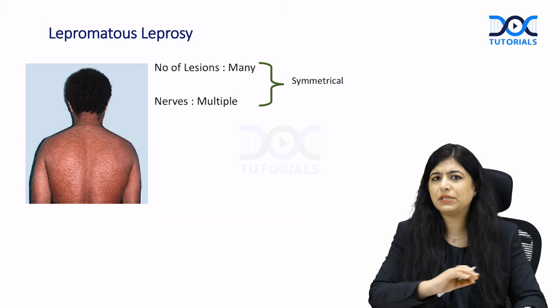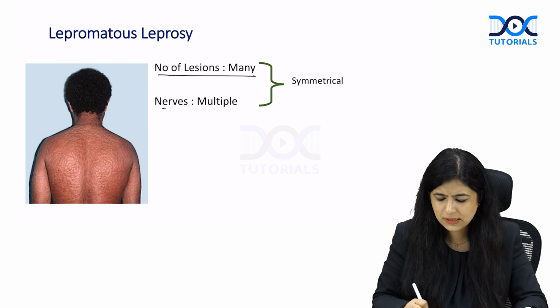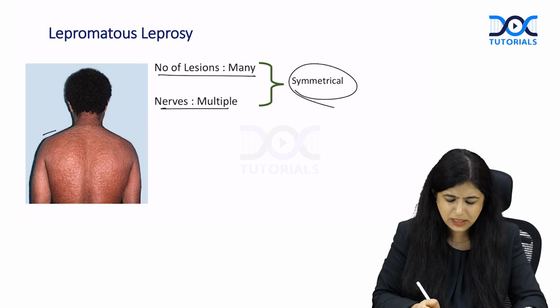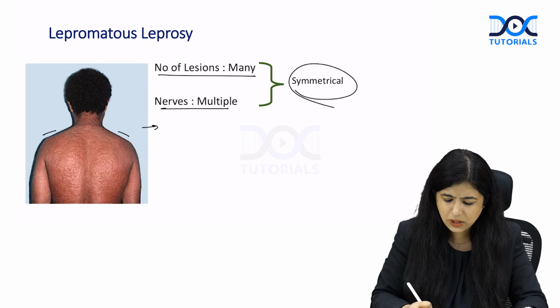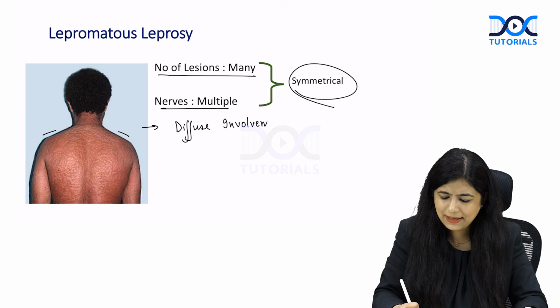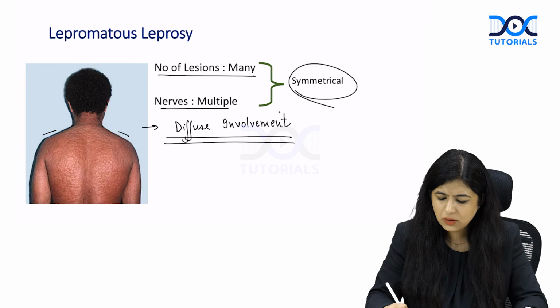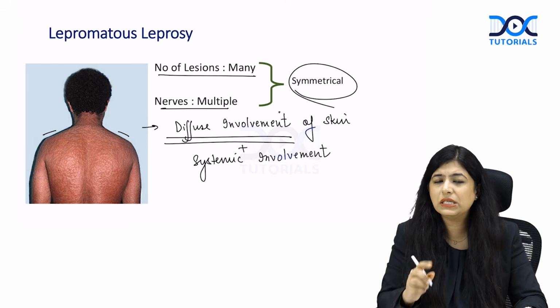Now, in Lepromatous leprosy, the infection has spread over the entire skin. So you have many lesions, many nerves, which are symmetrical. What is the meaning of symmetrical? It means you have same lesions on both sides of the body. In fact, the word that we use here is diffuse involvement of the skin. That means almost the entire skin is involved. And along with the involvement of the skin, there is also systemic involvement. So here the bacteria has spread to different internal organs as well.